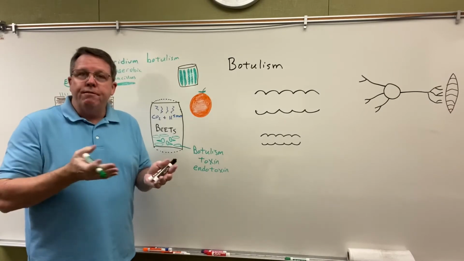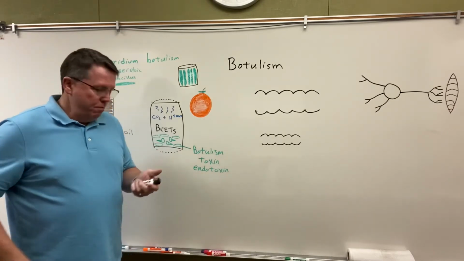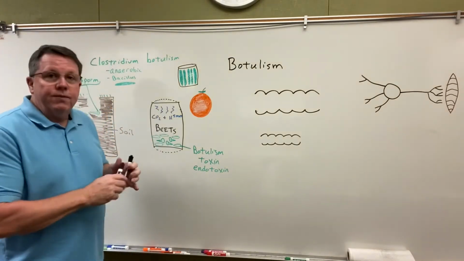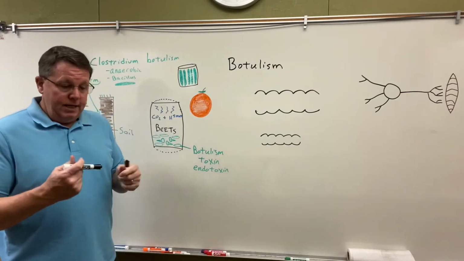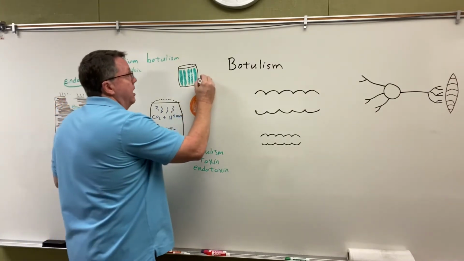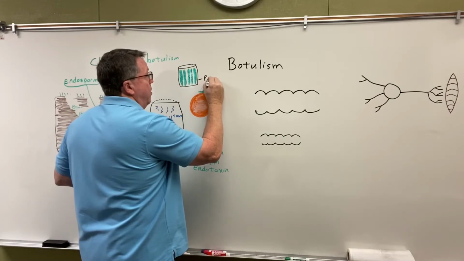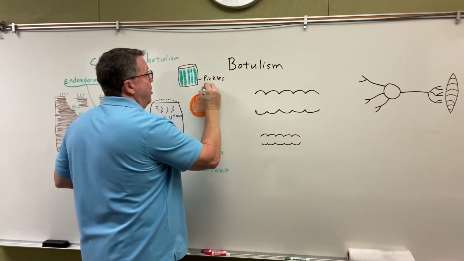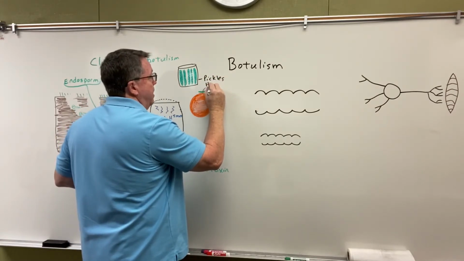So now, what kind of foods do not get botulism? Normally, things that are highly acidic will not get botulism. So here's a can of pickles, right? And for the most part, they're highly acidic.